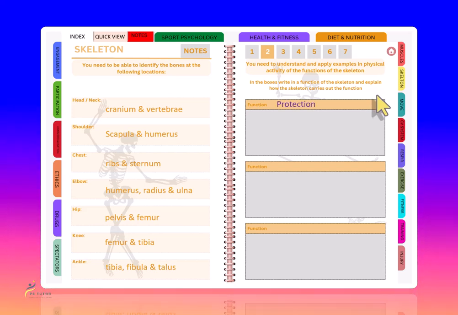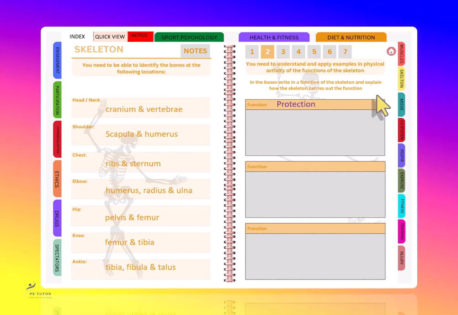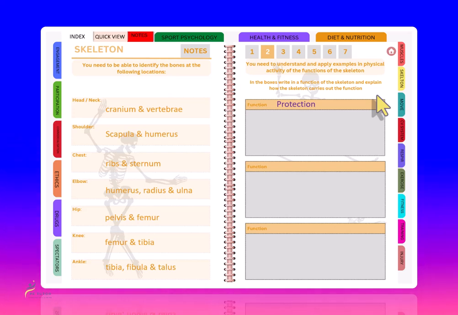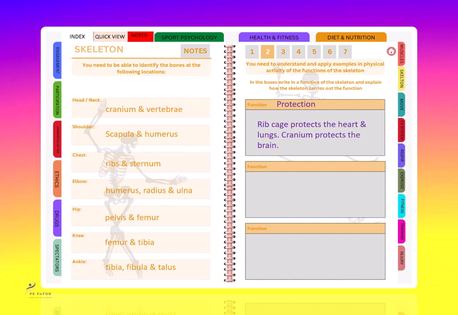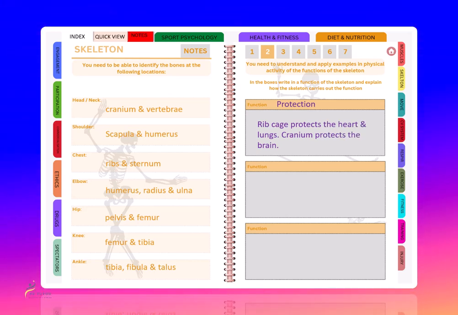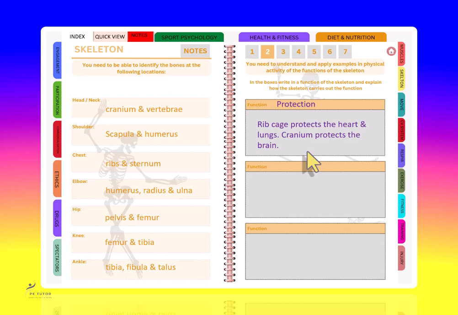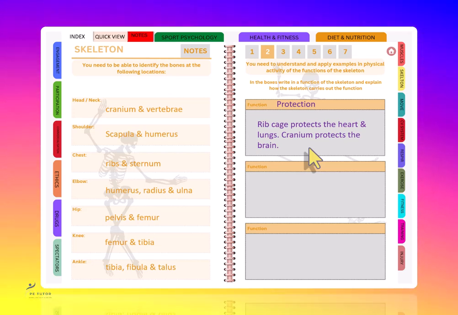And the first one is protection. Now hopefully this is relatively straightforward for you. You'll remember that it's the ribs that protect the heart and the lungs, and it's the cranium that protects the brain. So that's the function. What you then need to be able to do is give an example in sport of what that protection does. So we might say that the ribs protect the heart and lungs from the impact of a tackle in rugby. Or we might say the cranium protects the brain when you head a football in football. Okay, so it's as simple as that, but make sure you follow through with your practical example.